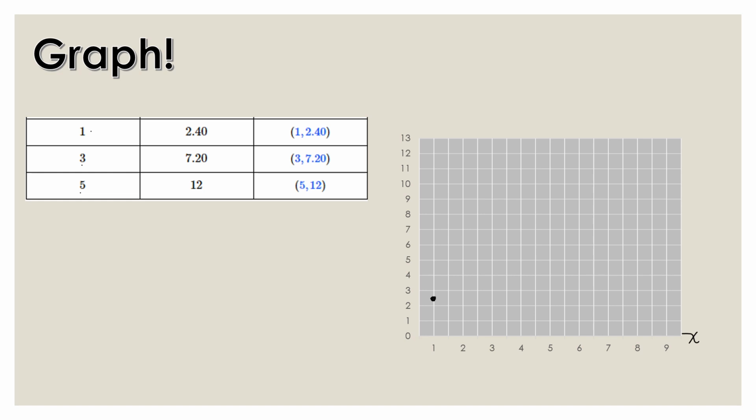And then for the next one, I'm going to start with 3 on my x line, and I'm going to go up to 7.2 on my y. So I go 3, and then 7.2 is going to be just above the 7. So here, let me grab my pen. And my next point will be like right about there. And then 5, 12, this is an easy one. We just go 5 on the x and then all the way up to 12 on the y. And then you can see these are lining up quite nicely.